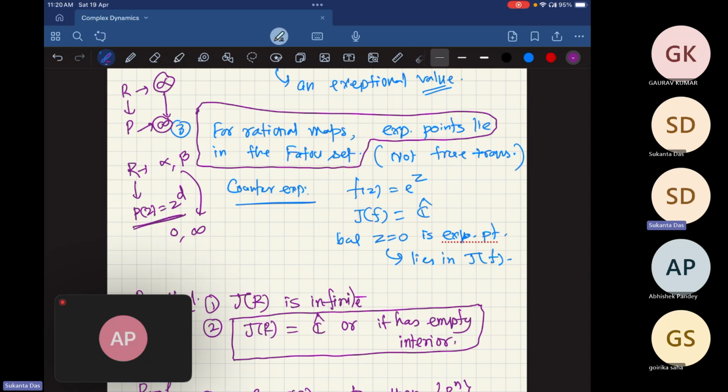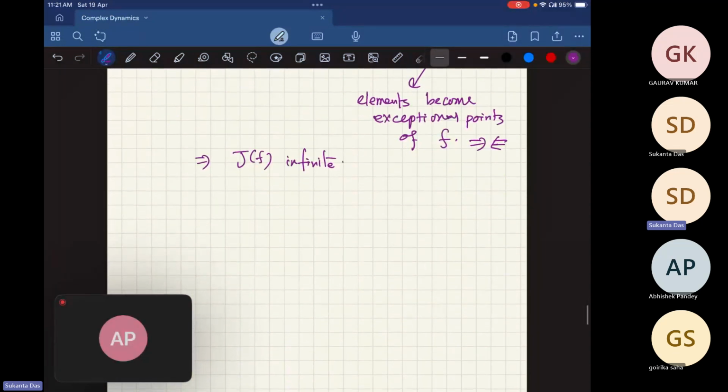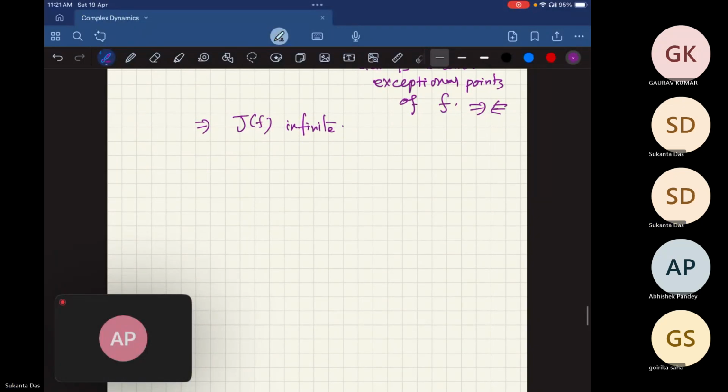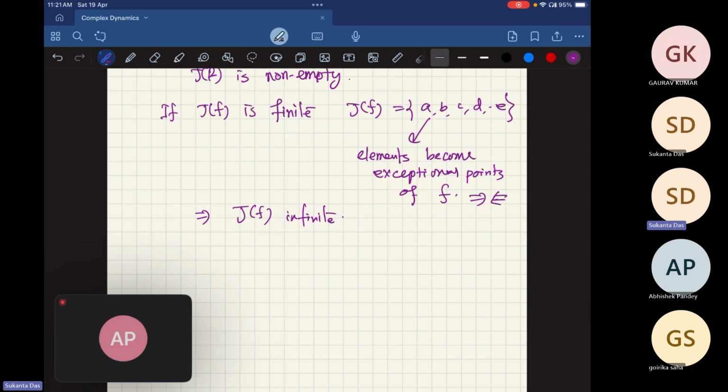Now for this map, 0 and infinity lie in the Fatou set, because 0 is an attracting fixed point of this function, so it is in an attracting domain, and the basin of infinity is always in the Fatou set, as I have told. So 0 and infinity are in the Fatou set of P(z), which means alpha and beta will always be in the Fatou set of R(z). In this way, all the exceptional points of a rational map lie in the Fatou set. So we have got that the Julia set is infinite.